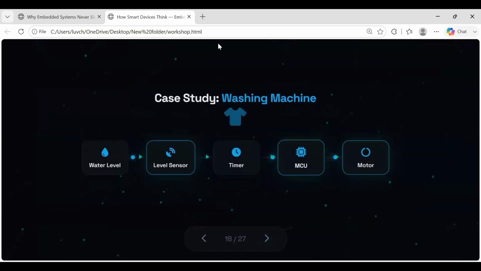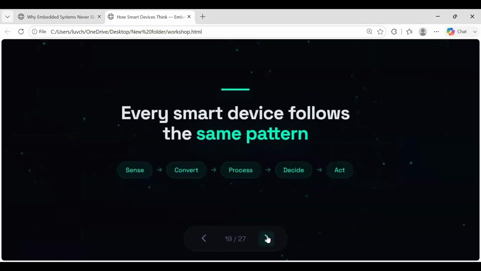It is the same with the washing machine. Your water level is detected by the level sensor, right? The level sensor detects the amount of water. Then the timer comes into the picture for the microcontroller to make the decision. And then finally your motor is rotated as the final output device to wash the clothes, right? Every smart device follows the same pattern.